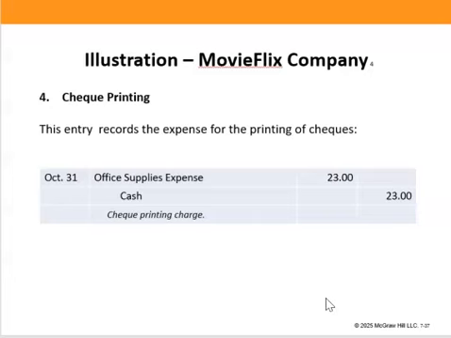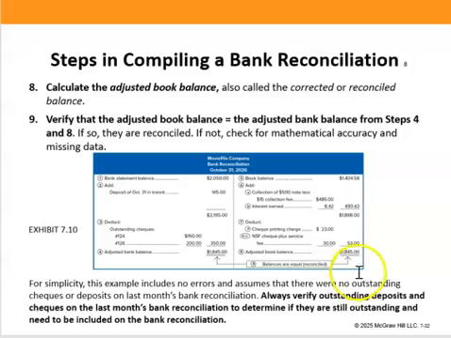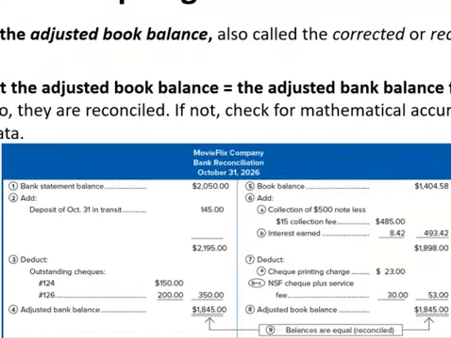Once we create all of those entries, I'm going to come back up here, and once we create all of those journal entries and post them, update our T accounts, and come up with our ending balance, we then would see that our cash general ledger or cash T account has an ending balance now of $18.45.